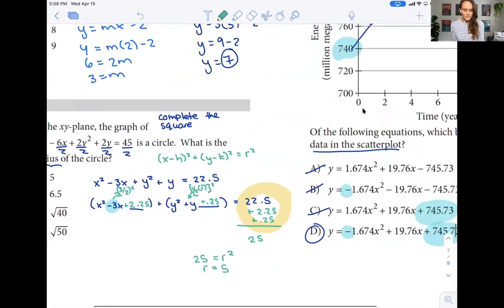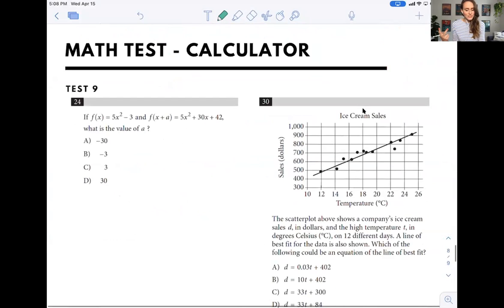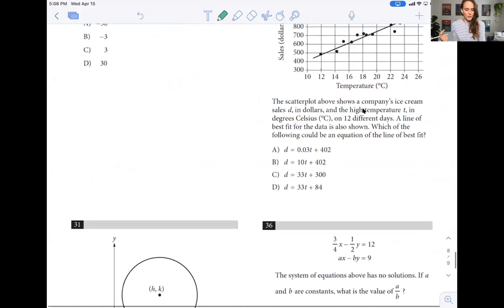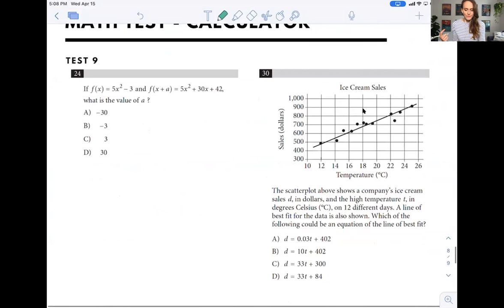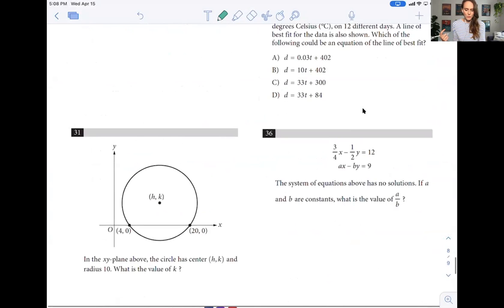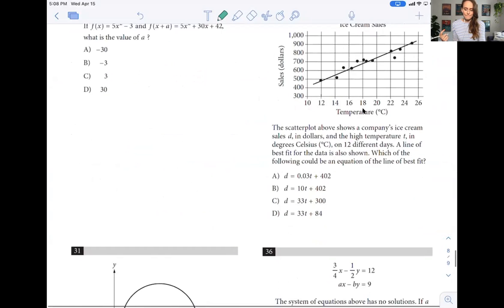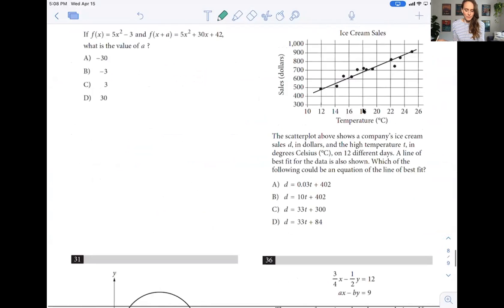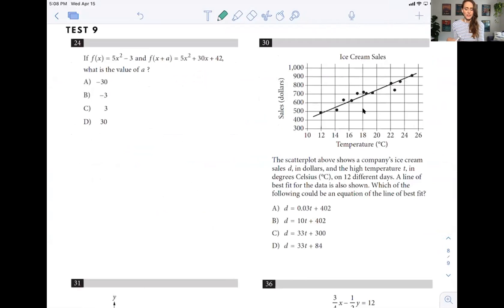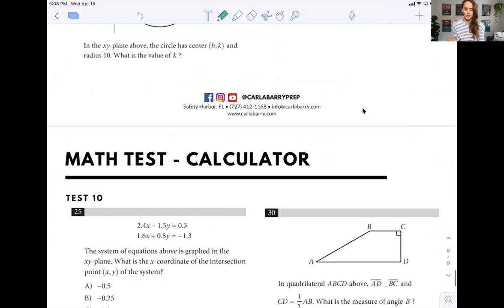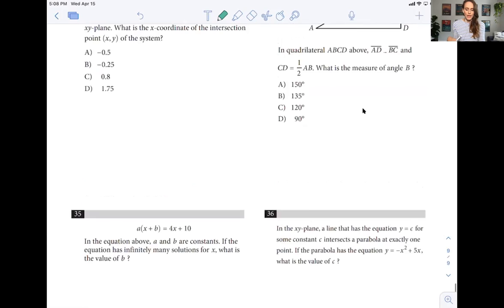So we looked at all of these. So we have 2 pages left to go. So we're going to do 24, 30, 31, and 36. I'm going to give you 5 minutes for this page. We'll look at it together. Then we'll only have one more page to look at, and then we'll be done.